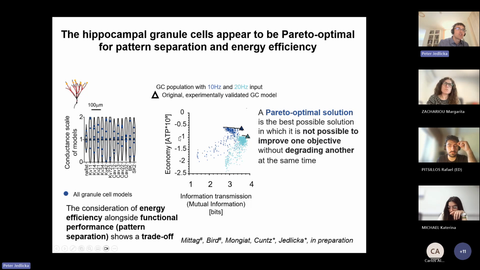The y-axis is the energy efficiency, so the higher you go, the more energy efficient you get, because the less ATP your model consumes, and the more to the right you go, the higher the mutual information, or the better the pattern separation. Okay. And what is Pareto optimality? Pareto optimality means that you cannot improve the performance of your model for one objective without degrading the performance for another objective.